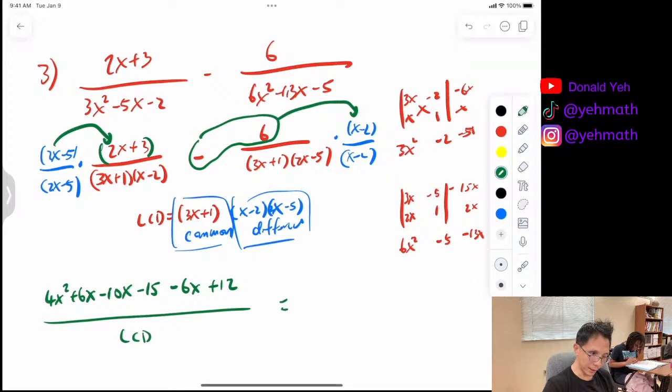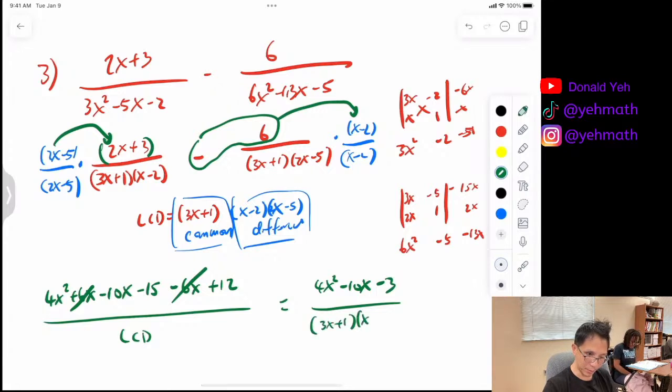So now just combine like terms. 4x squared. The 6x and the 6x here cancel out. And that's going to be minus 10x minus 3 over the 3x plus 1 times x minus 2 times 2x minus 5. Does that make sense?